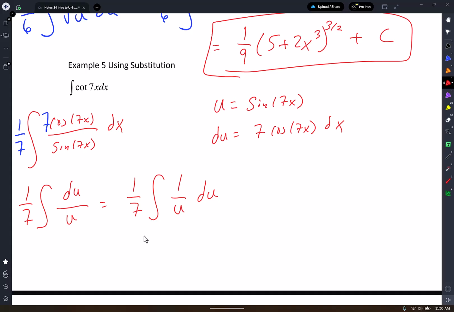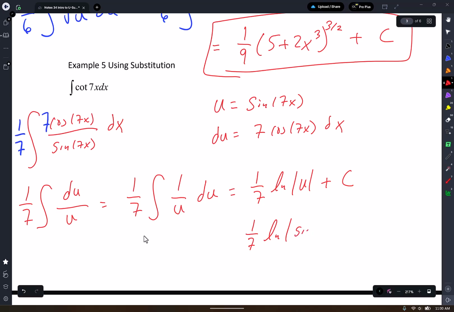What's the antiderivative of 1 over u? ln. 1/7 ln of u. Don't worry, I see this. Plus c, because I don't have any limits and I wanted my domain to be all real numbers except 0. 1/7 ln of, really, this one has, well, okay, 7 sine 7x. There are domain restrictions on this, but we're not going to go there. Plus c.